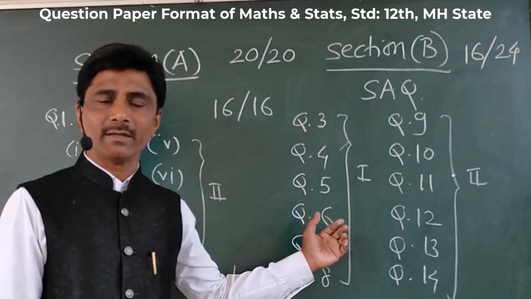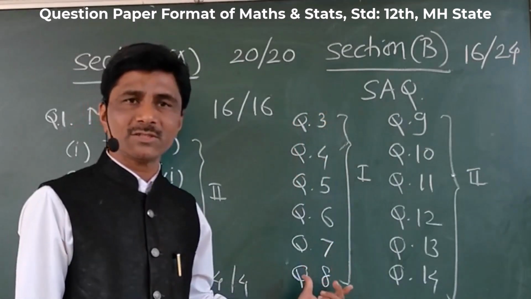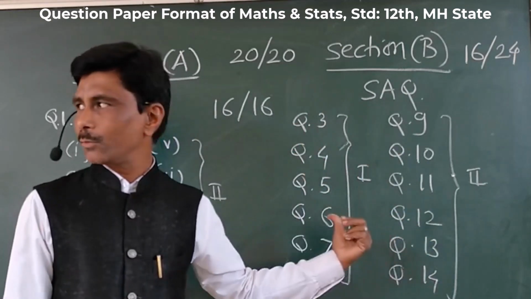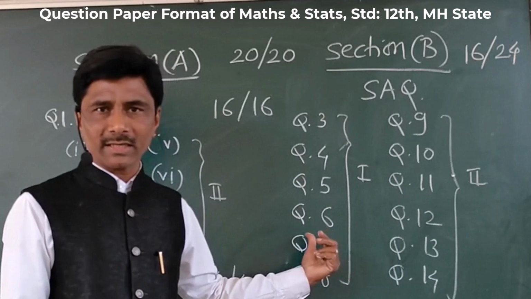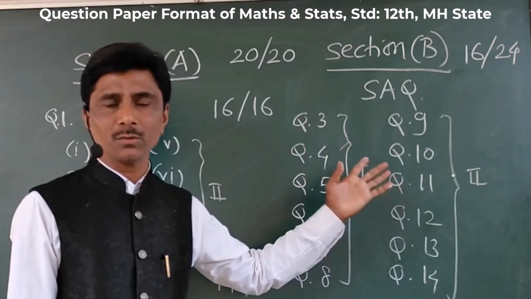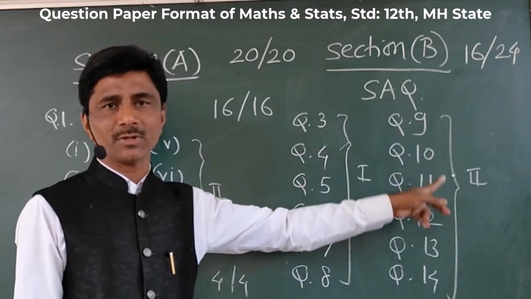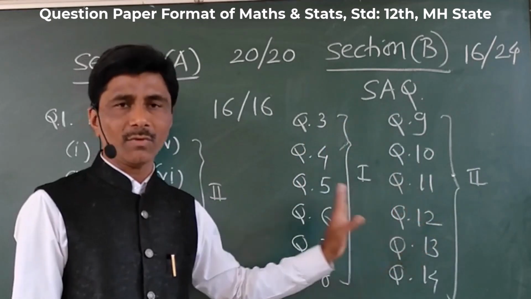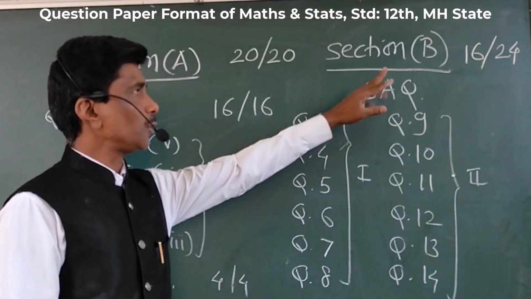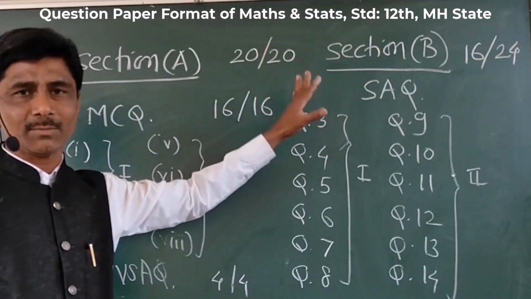You are expected to write the answer of any 8 questions, any 8. So maybe 6 from part 1 and 2 from part 2, or maybe 6 from part 2 and 2 from part 1. In that case, each question carries 2 marks. 2 multiplied by 8 is equal to 16. So this section is for a compulsory 16 marks, whereas with the option, this section is for 24 marks. So out of 24 marks, you have to write the answers to the questions for 16 marks only.